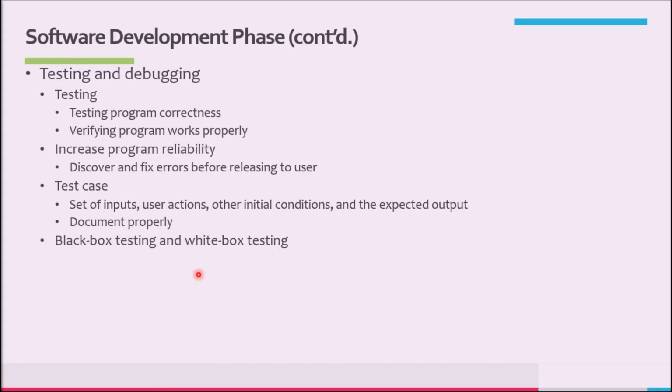The next one is white box testing. White box testing relies on the internal structure and implementation of a function or algorithm. The objective is to ensure that every part of the function or algorithm is executed at least once.